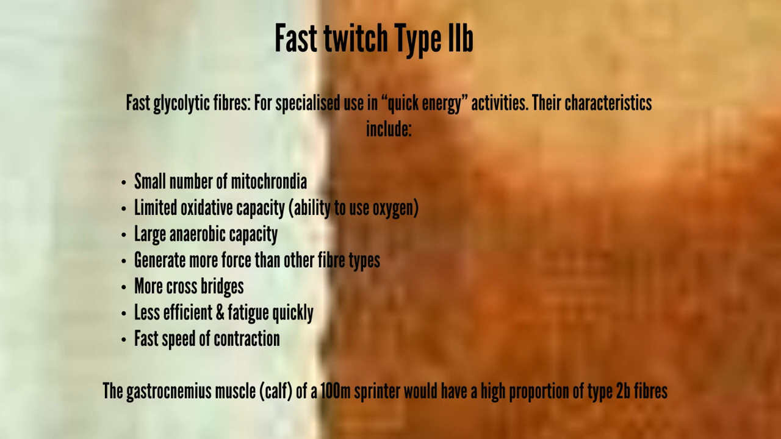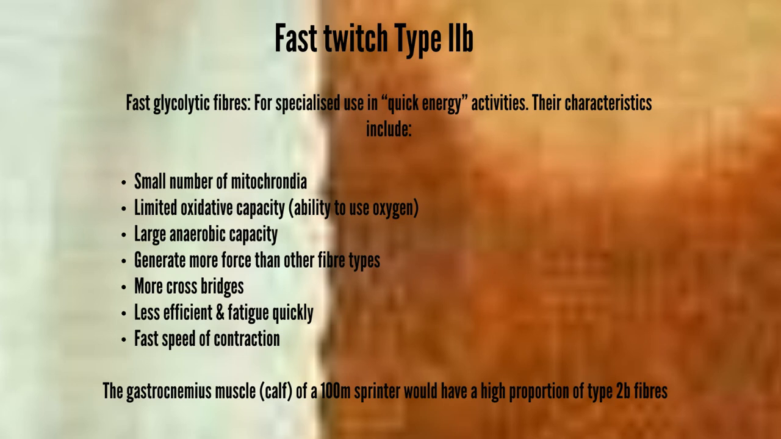They generate much more force than the other fibers, and that's usually because they have more cross bridges. So that's more actin and myosin connections, more oars in the water, if you like, and therefore more pulling power. Unfortunately, because of that, they chew through a hell of a lot more ATP, and they fatigue quickly because they don't have the blood flow that the slow twitch fibers have.